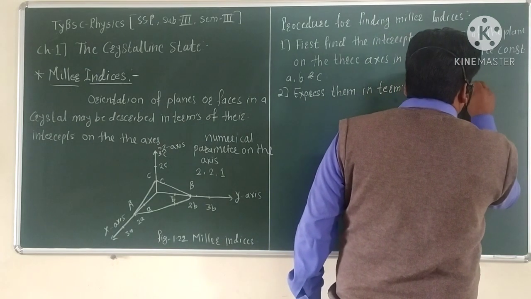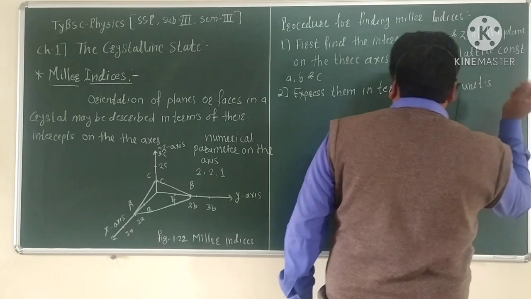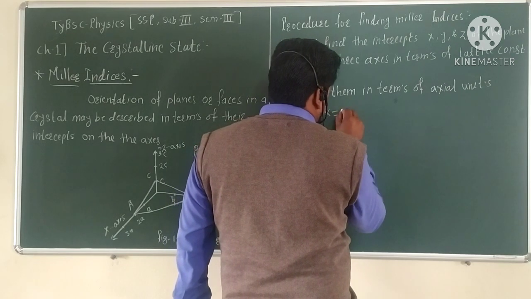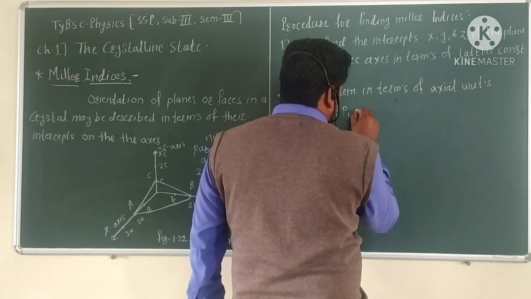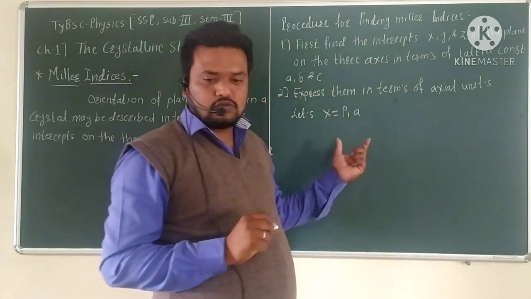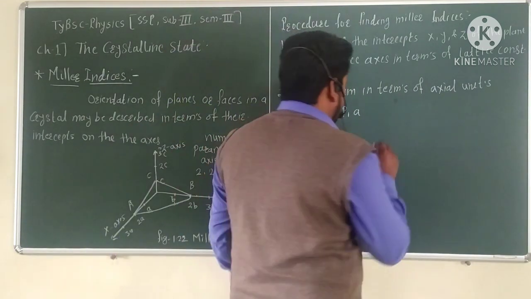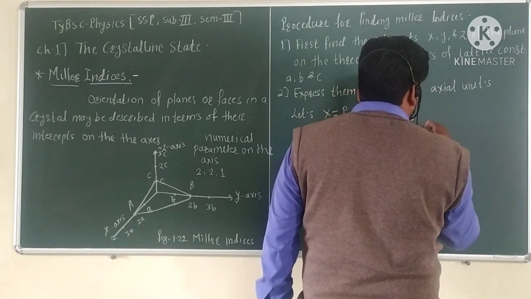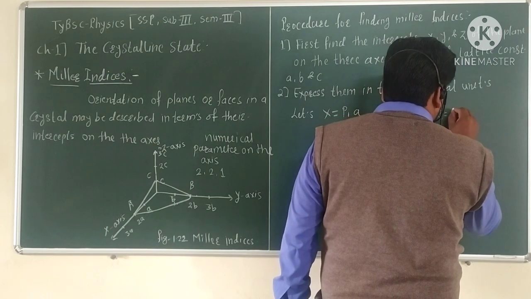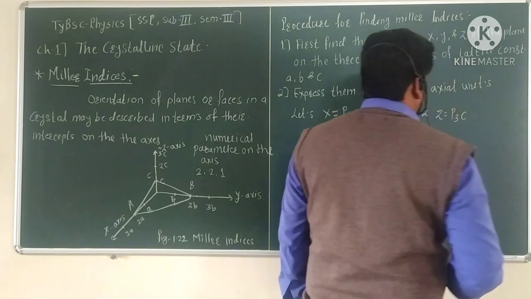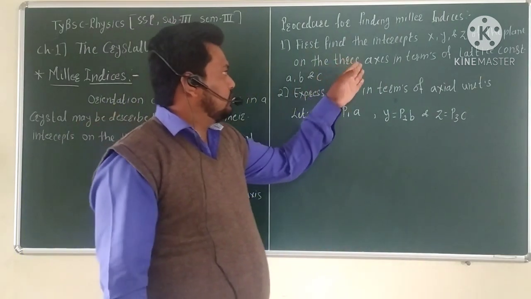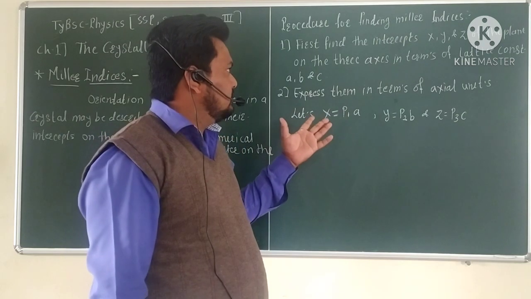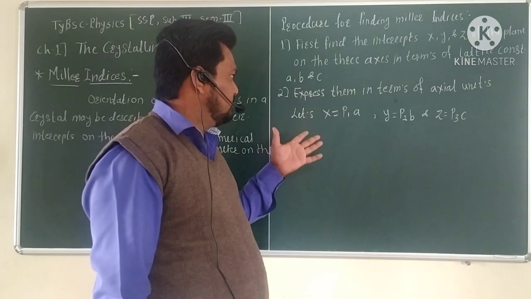In terms of axial units, let x equal p1a, y equal p2b, and z equal p3c. So after the first procedure, we find the lattice constants in terms of a, b, c on the axes.